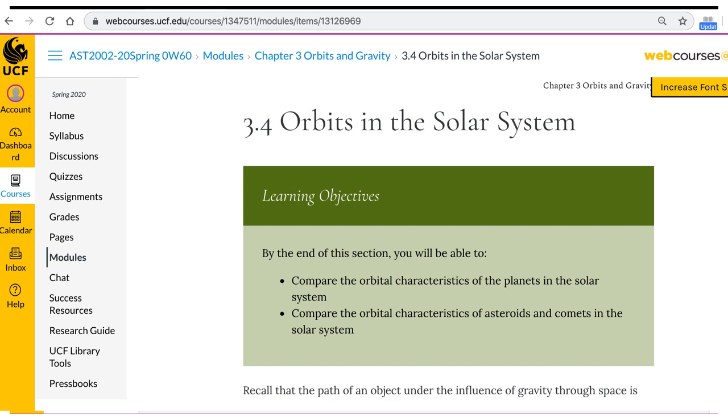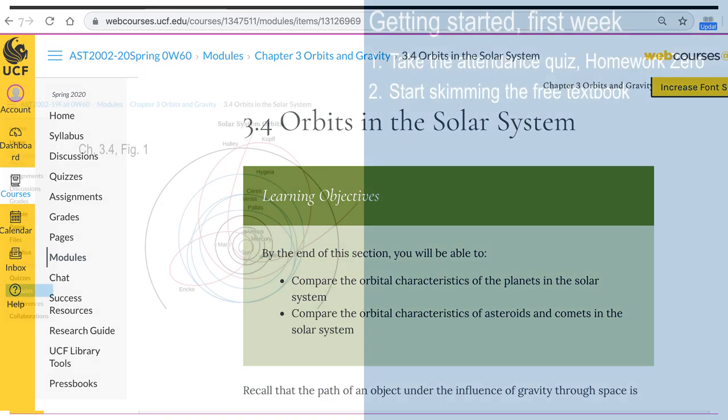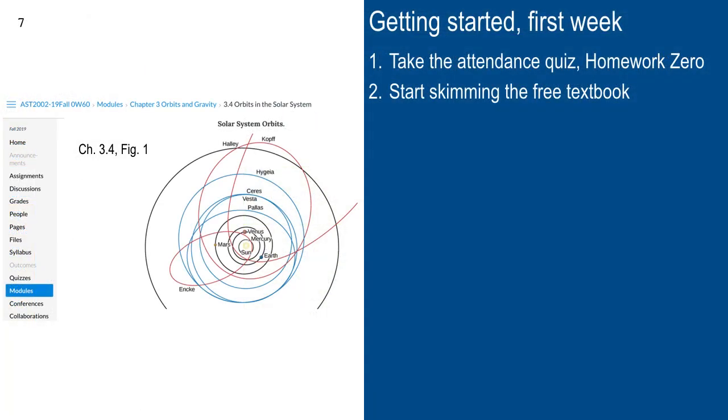And there's a couple other ways to view the book, but this is the one that should be easiest for you. Now, a couple things about this. I want you to start skimming the free textbook. Here's figure 1 from chapter 3.4, a bunch of orbits. And so just eyeball those images and diagrams and so forth.